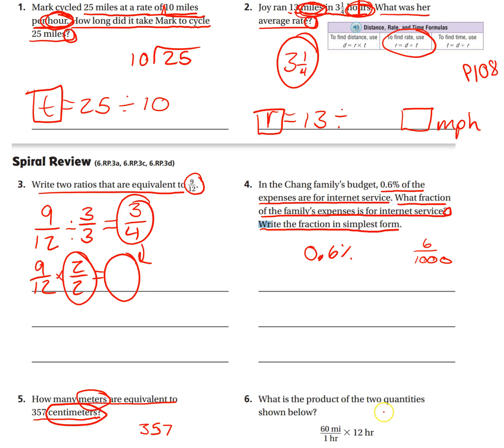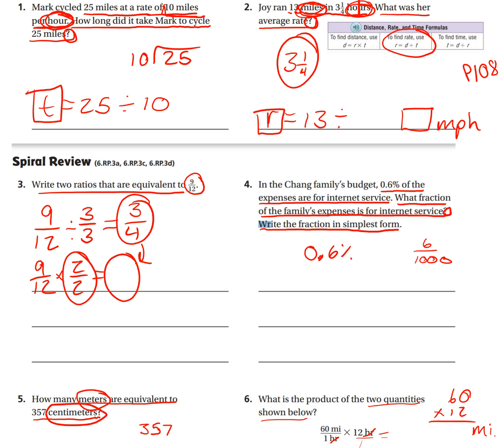Number 6, what is the product of the two quantities shown below? Well, 12 hours is the same thing as 12 over 1. So now you're essentially just multiplying 60 times 12. And your answer is going to be, these hours are going to cross simplify, so your answer is going to be miles. But I'll let you go ahead and do that math. Excuse me, sorry about that.